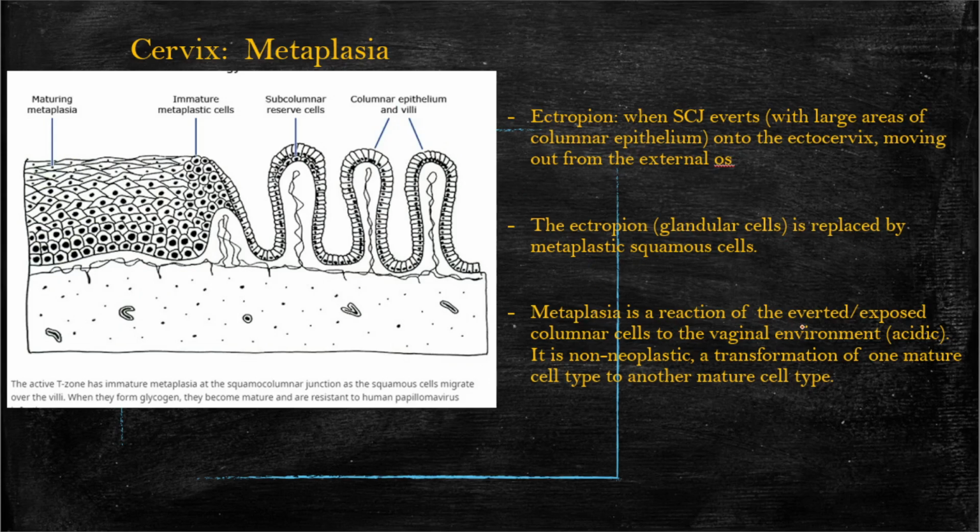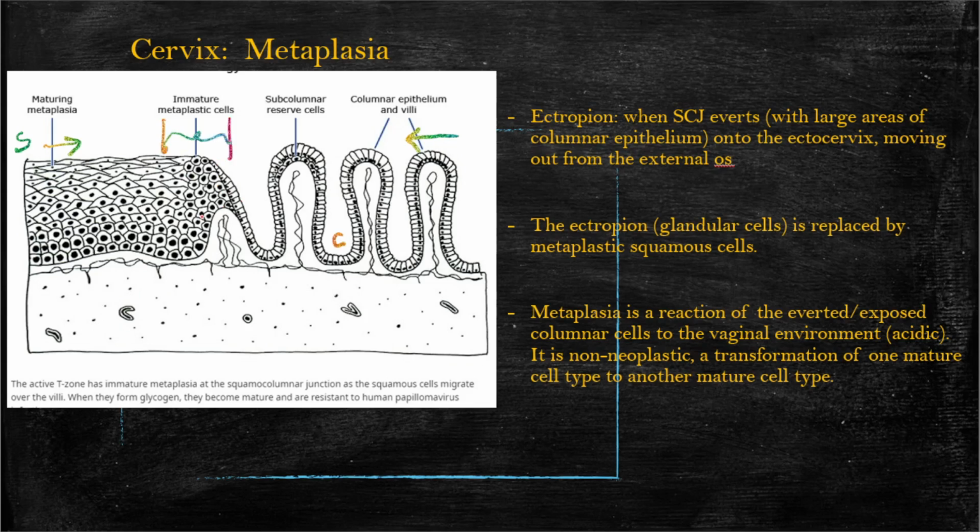Metaplasia is a reaction of the everted exposed columnar cells to the vaginal environment, which is of course acidic. It's non-neoplastic. It's a transformation of one mature cell type to another mature cell type. So what happens is out here, where we've got the squamous epithelium, and it is coming in here. So it's growing over, kind of covering, transforming the cell type. Here up in the endocervical canal, we've got the columnar epithelium, and again these villi showing the crypts down here. And this active area of metaplasia is happening right in here.